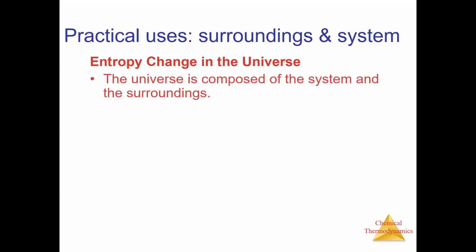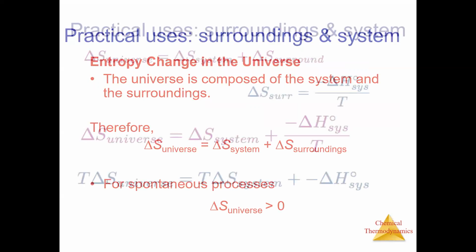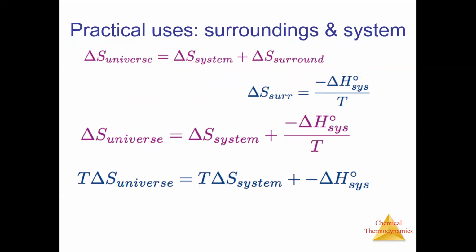Entropy change in the universe. The universe is composed of the system and the surroundings, as we have seen in the beginning of the chapter. Therefore, delta S universe is equal to delta S system plus delta S surroundings. For a spontaneous process, change in entropy of the universe is always greater than zero. That means it is positive. So this is how we can represent the change in entropy of the universe.